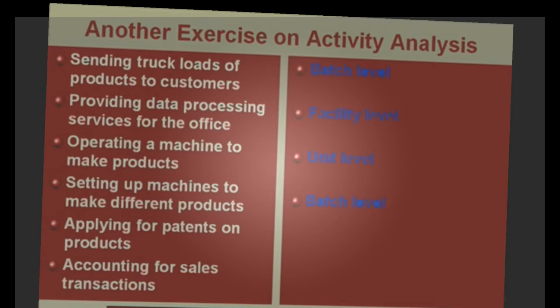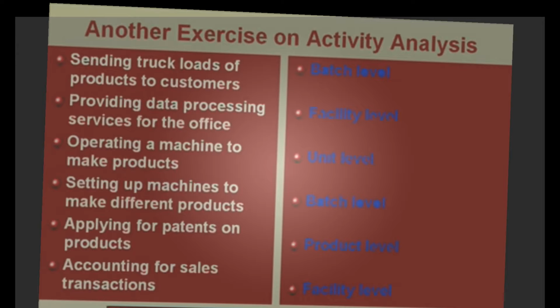Applying for patents on products, so product level. Accounting for sales transactions, this is a tough one. You could actually make a case for each one of them, depending on how your company does business. I'd go with facility level because accounting for sales transaction is common to all the products. I think you really know step 2.